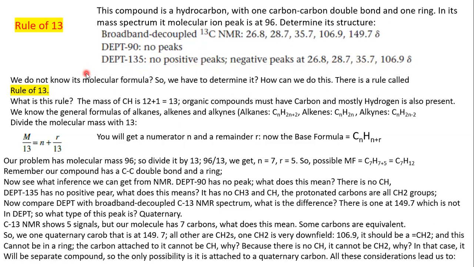Now, in DEPT 135, which carbons give a positive peak? Methine carbon and methyl carbon, yes. The carbons having an odd number of hydrogens, methine and methyl. So, in this particular compound, the DEPT 135 says there is no positive peak. It means this molecule does not have a methyl group also. So, it does not have a methine and it does not have a methyl. So, it means we have other things.